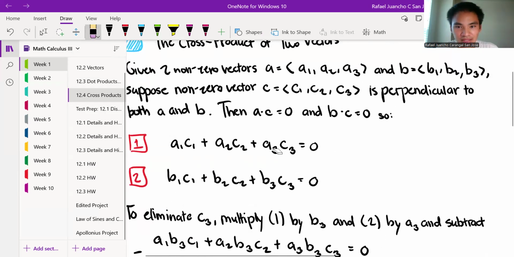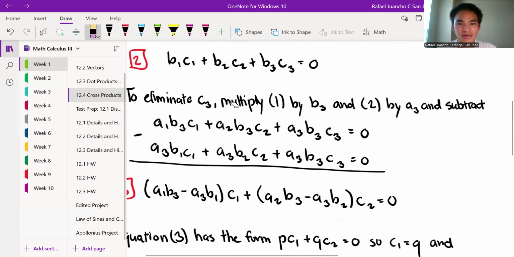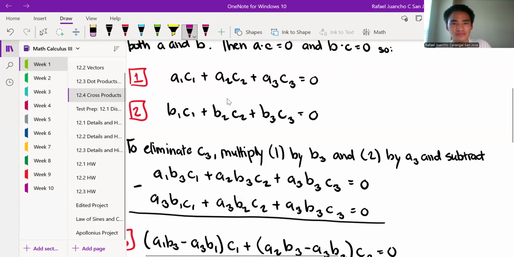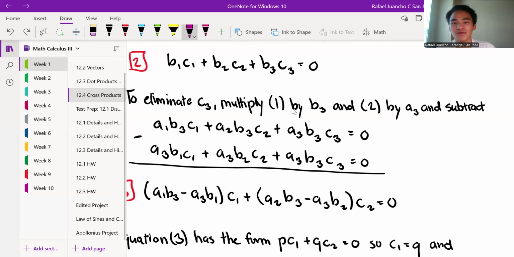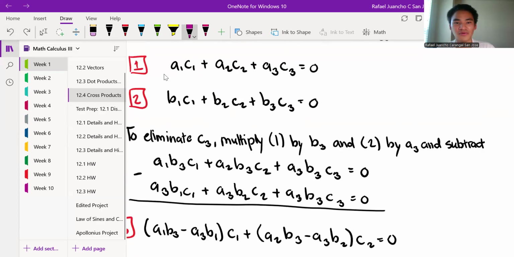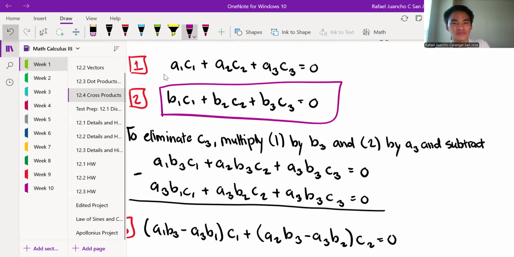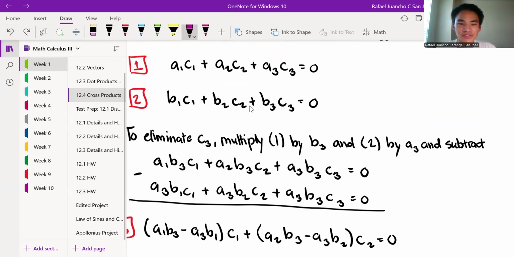So we did the dot product here. A1 times C1, A2 times C2, and so forth, B1 times C1, and they're both equal to 0. And here we can actually eliminate C3. So we're going to be taking this out, right? And how do we do that? Well, we multiply B3 to equation 1, and we multiply A3 to equation 2, and we're going to subtract accordingly.